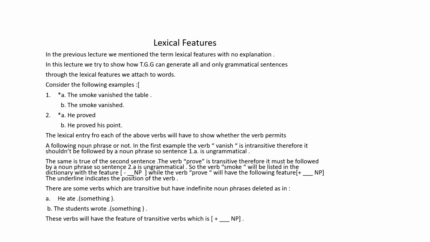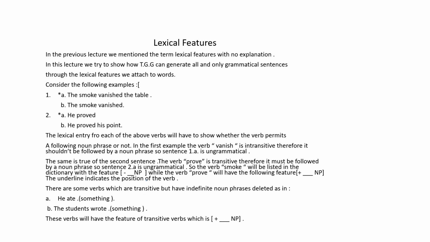So the verb vanish, sorry, by mistake I put smoke, the verb vanish will be listed in the dictionary with the feature minus NP. Minus NP means this is the position for the verb, and it must not be followed by a noun phrase. While the verb prove should have the feature plus NP, this is the position for the verb, and it must be followed by NP. So this is a way of explaining why the sentence is ungrammatical.